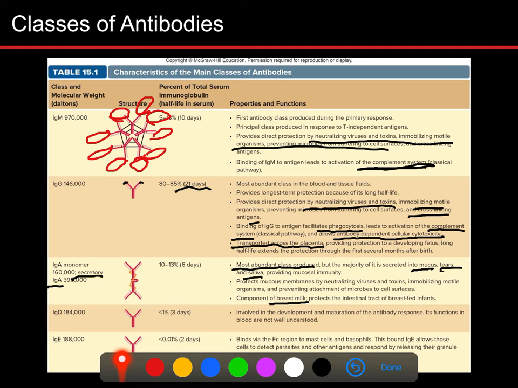We think that IgD is involved in the development of B cells. It's actually very, very similar to the B cell receptor, the membrane-bound antibody-like thing found on naive B cells before they're activated. So we think that IgD might be like an intermediate stepping stone while the B cell is developing and going through its life changes.